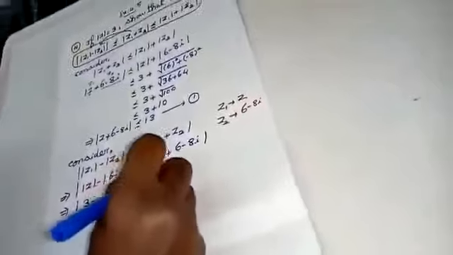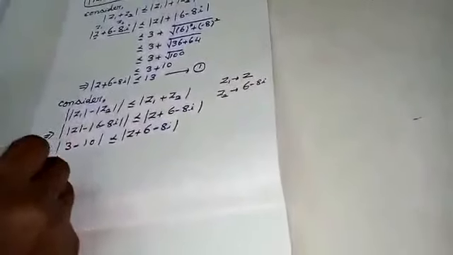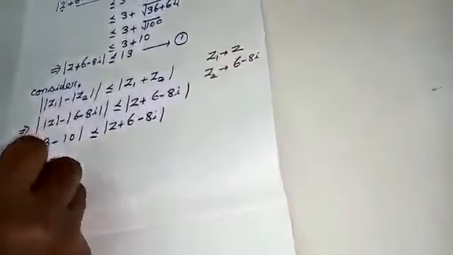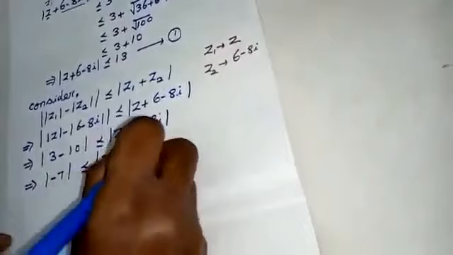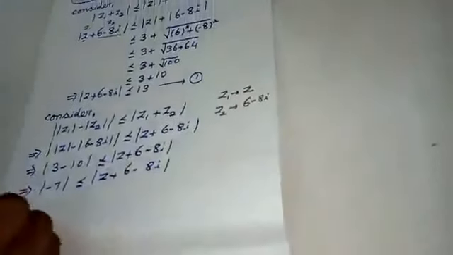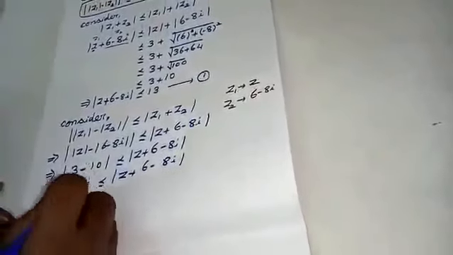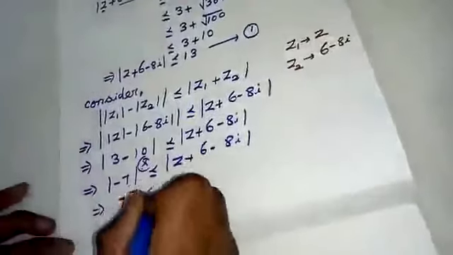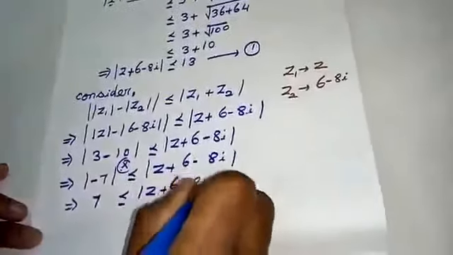6 minus 8i, which is nothing but, what is the value? 3 minus 10 is nothing but minus 7. Modulus of minus 7 is less than or equal to modulus of z plus 6 minus 8i. Modulus of minus 7 can be written as 7. Important: modulus of minus 7 means 7, which is less than or equal to modulus of z plus 6 minus 8i. Mark it as equation 2.